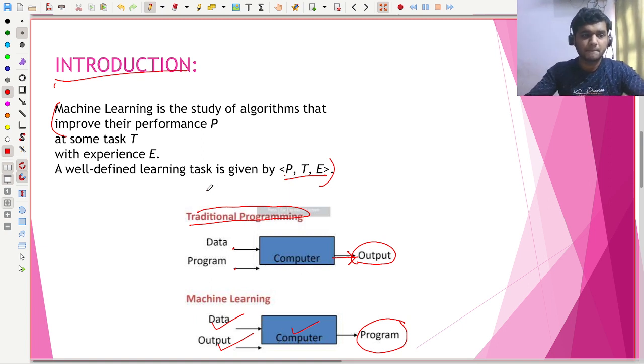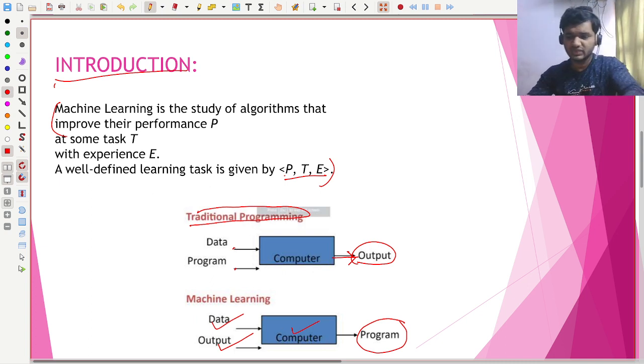Machine learning is a subset of AI that focuses on development of algorithms and statistical models that enable computers to perform tasks without being explicitly programmed. The primary goal of machine learning is to enable computers to learn from data and make predictions or decisions based on data.